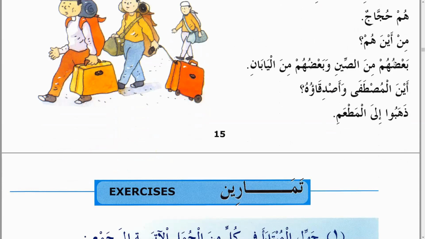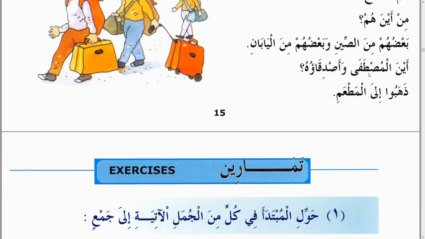Ba'duhum min as-sin. Ba'd is some of them. Ba'duhum, some of them. Ba'duhum comes in the Quran many times. Ba'duhum min as-sin wa ba'duhum min al-yaban. Some of them are from China and some of them are from Japan.